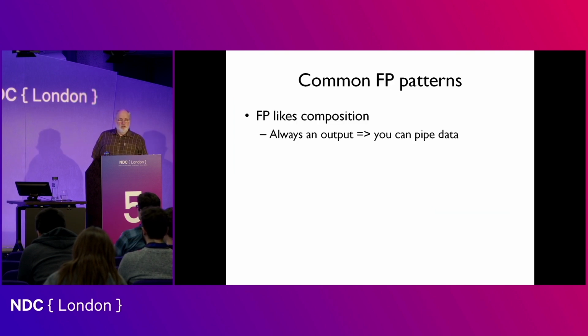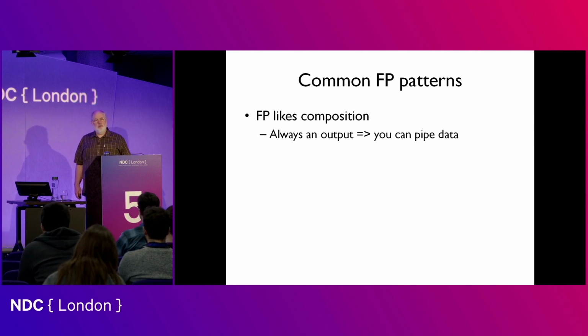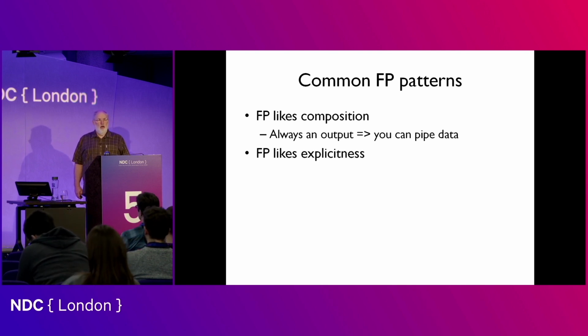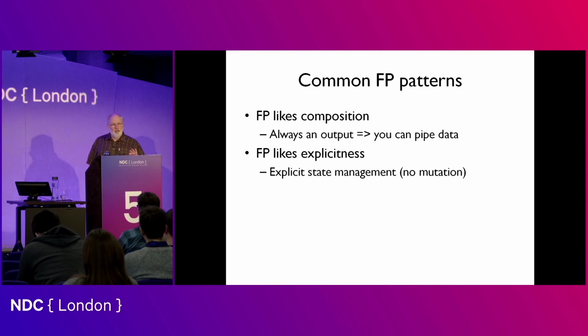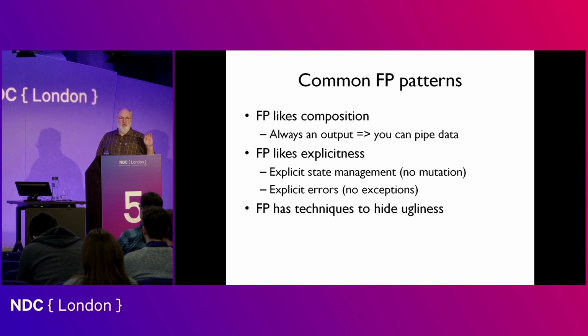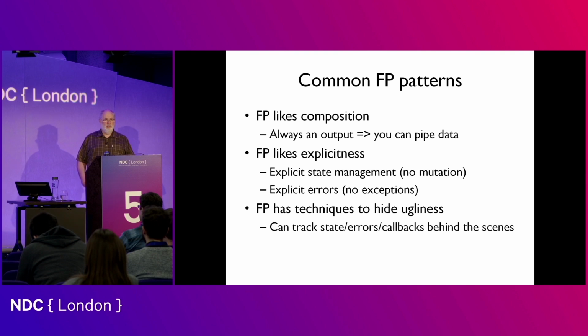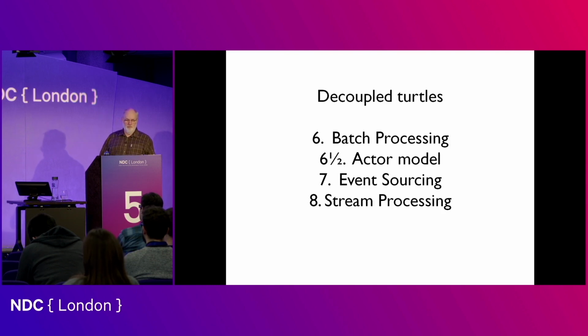So we're using a lot of composition, right? Because everything is an output, you can always pipe it into the next function. We've got a lot of explicitness, right? There's nothing hidden inside the object. All the state is explicit. There's no mutation. All the errors are explicit. There's no exceptions. So doing this stuff does make it look ugly, but then we have these special techniques to hide the ugliness with monads and computation expressions and things like that. So these are all three things where we're using monads.